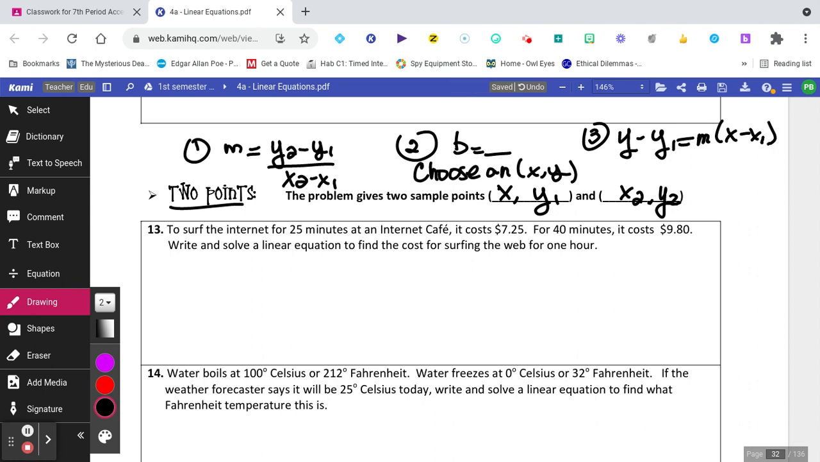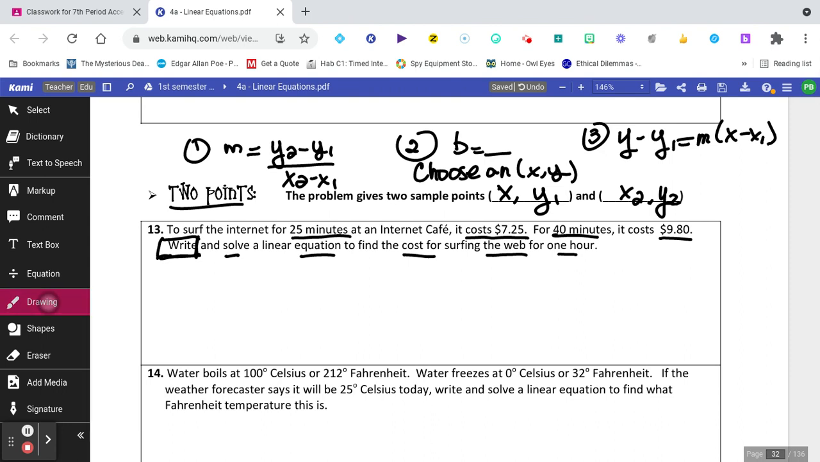All right, so let's take a look at number 13. It says to surf the internet for 25 minutes, the internet cafe costs $7.25. For 40 minutes, it costs $9.80. So what we're going to focus on right now is writing the equation to find the cost for surfing the web for 1 hour. We'll write the equation, and then solve it in just a minute to find that cost for 1 hour. But keep in mind, you have 2 points: 25 minutes and 7.25. So I'm calling it x sub 1 and y sub 1. And then you have 40 minutes and 9.80. So I'm going to call that x sub 2 and y sub 2.